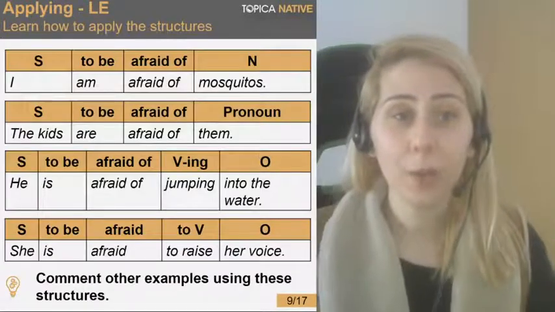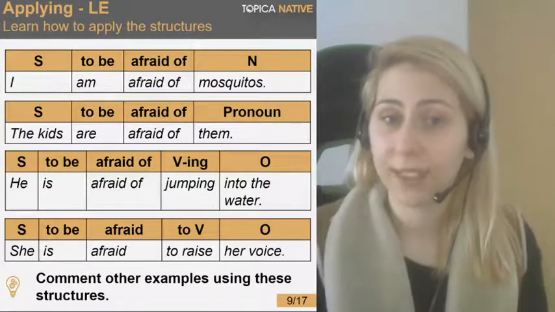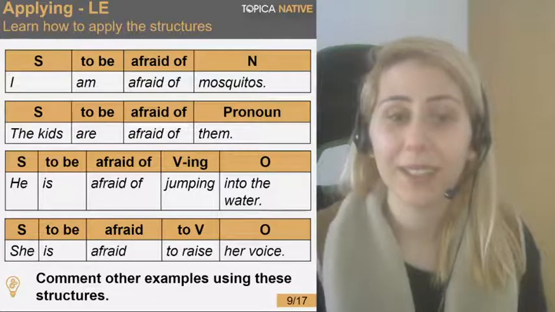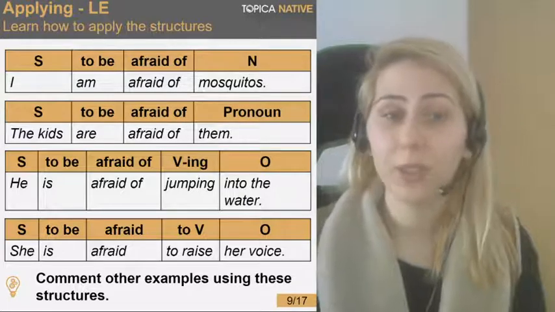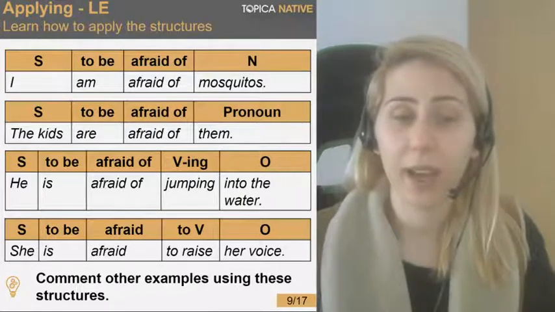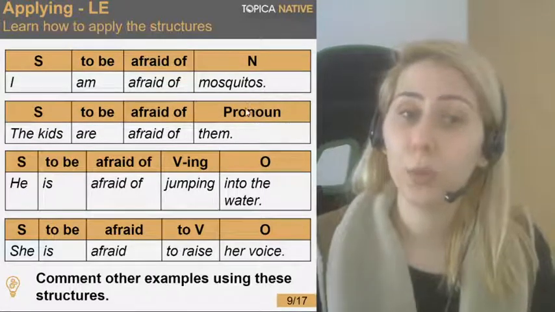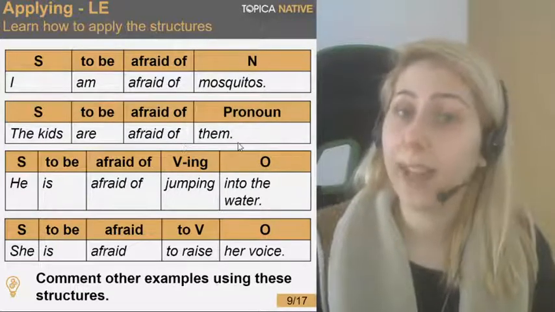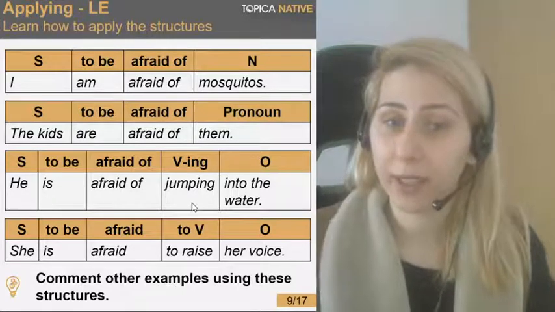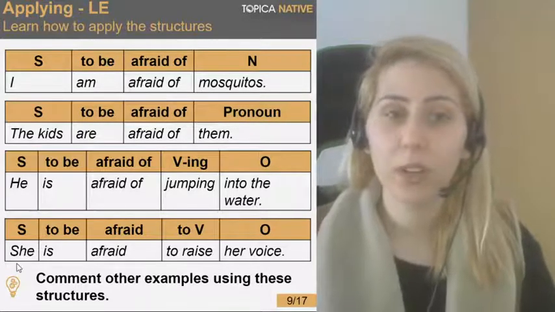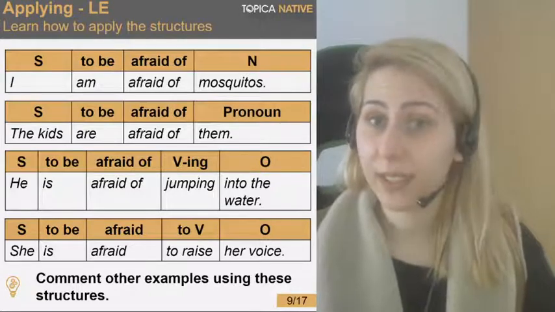Let's see. How can we learn to apply the structures? Now we have some examples here. We have 4 different examples for 4 different ways of building sentences. So please feel free to use the chat box to comment some other examples using the structures. First one we have for noun, I am afraid of mosquitoes. For the pronoun, the kids are afraid of them. He is afraid of jumping into the water. Or she's afraid to raise her voice. Okay, so to raise her voice, make it louder.